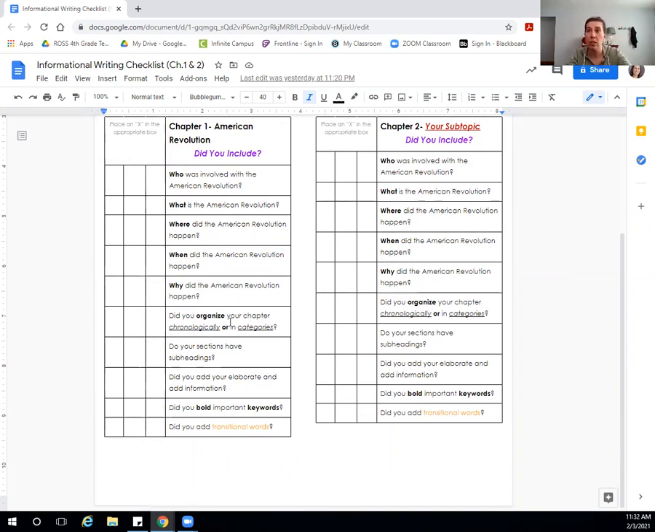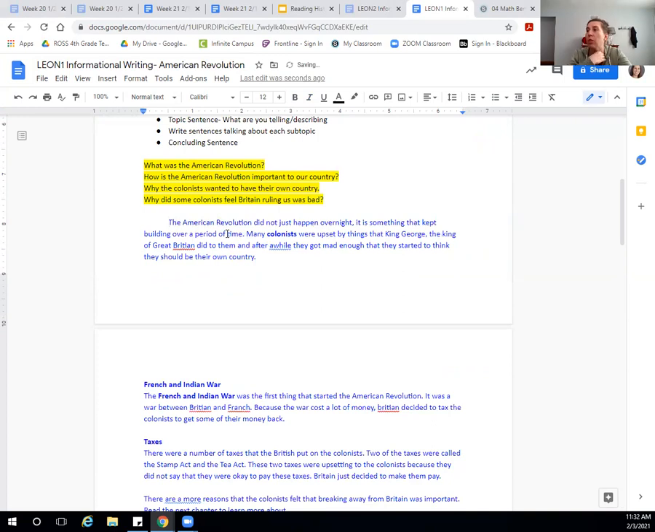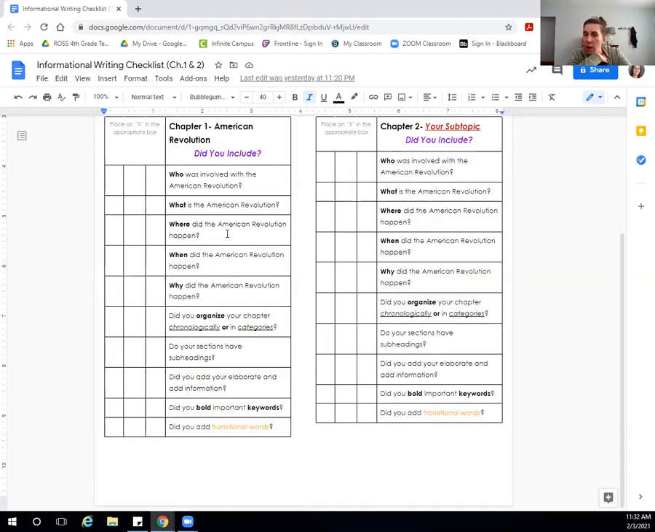So I went and looked into my chapter 1, and I had not added this. This is what I had. It said the American Revolution did not just happen overnight. It is something that kept building over a period of time. Many colonists were upset by things that King George, the King of Great Britain, did to them. And after a while, they got mad enough that they started to think that they should have their own country. Okay, that's not telling you who was involved. I mean, it's giving you the idea.